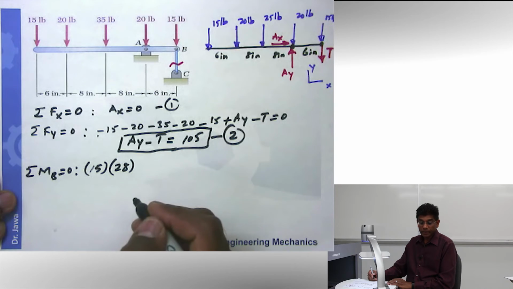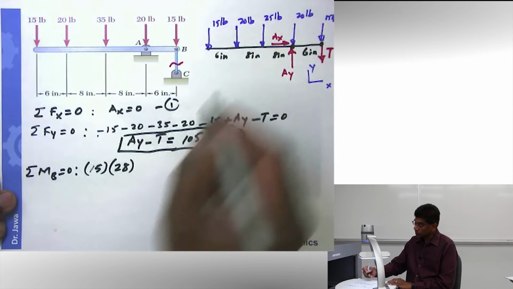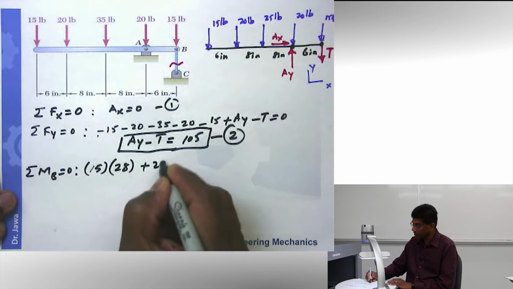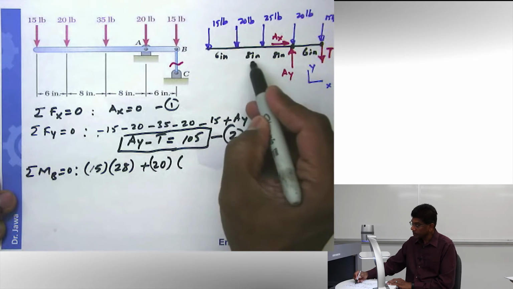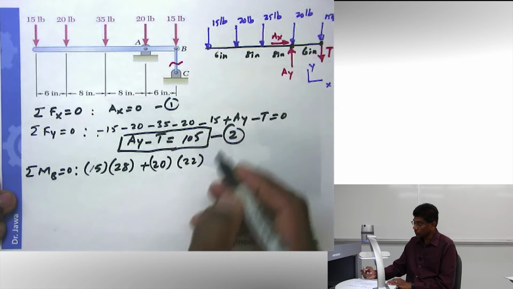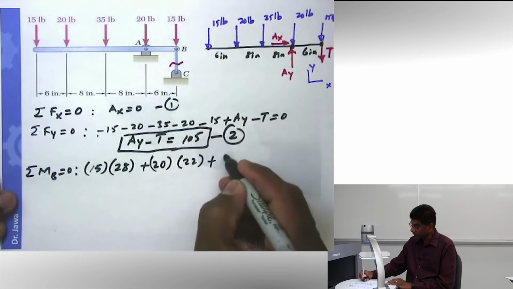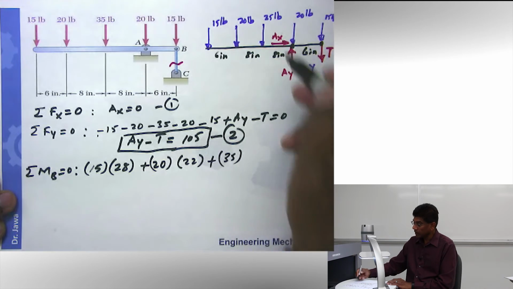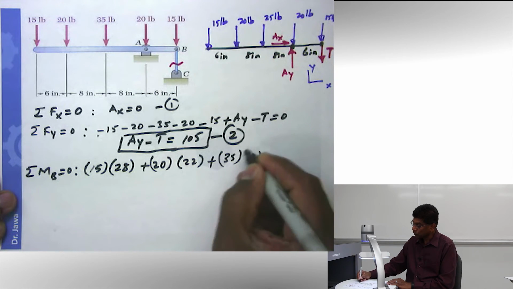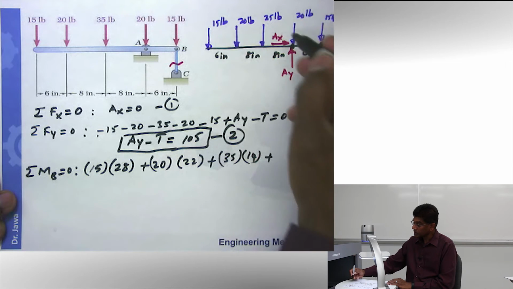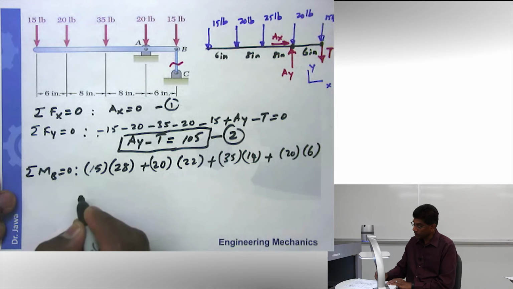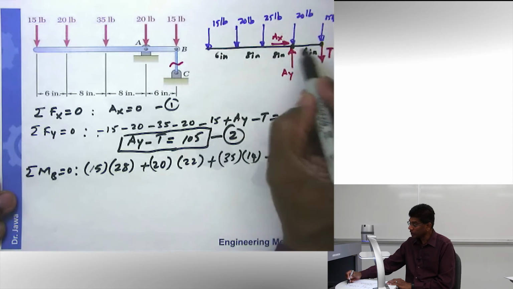Then I'm going to move on to the next force, the 20-pound force. Again, that is going to give you a counterclockwise moment. So plus 20 times this distance, 8, 8, 16 plus 6, 22, plus 35, which is going to give me a counterclockwise moment as well, which will be equal to 35 times 14, plus 20, next force, times 6, and I'm going to continue in the next line. I'm done with all these forces.